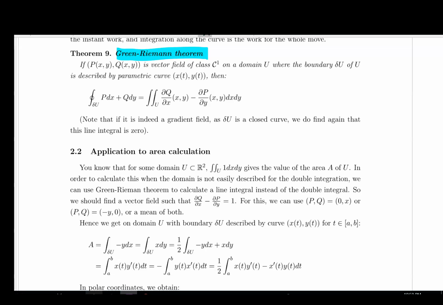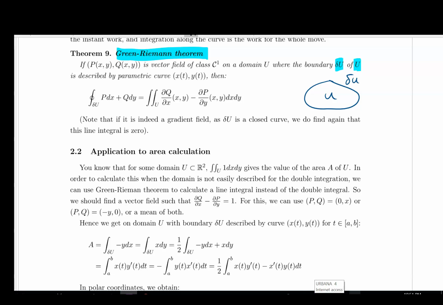So, what is this? This is the theorem that is going to link the line integral on the boundary of a domain and the double integral related to a domain, right? So, what do we need? We need some domain that is going to be called U, and it has a boundary. Usually, the boundary is denoted with a delta letter U. So, what does it look like? Well, whatever U looks like, this is U, and that would be the delta of U.